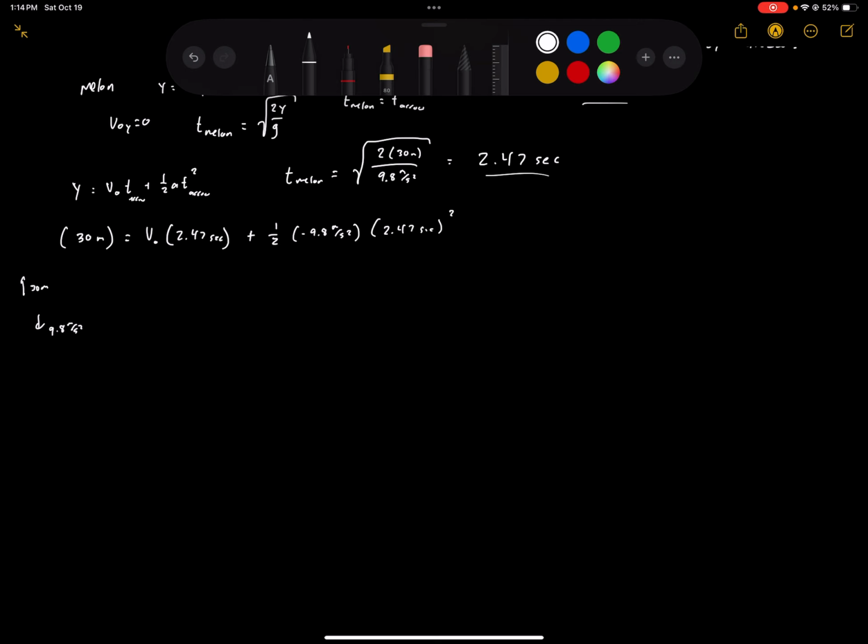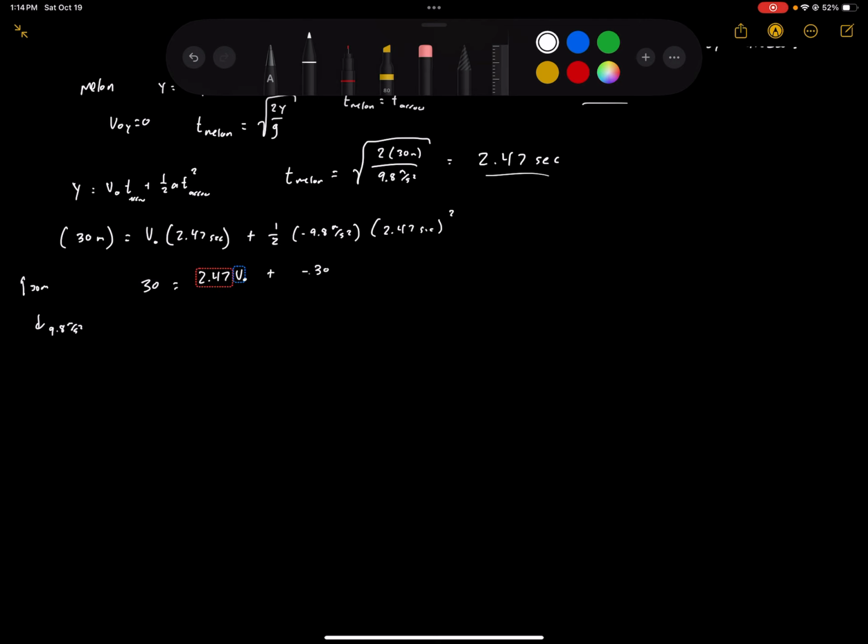It's a helpful tool. So we can just start plugging in the numbers and we can calculate it. I get approximately -30 for this part. All right, so I have 30 meters here, and I have 2.47 times V naught, and then it's plus, it comes out to approximately -30. Okay, so it's about -30.